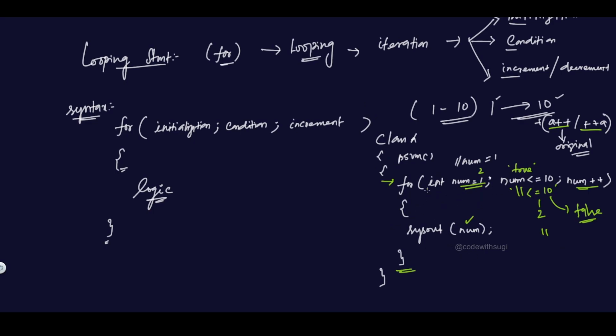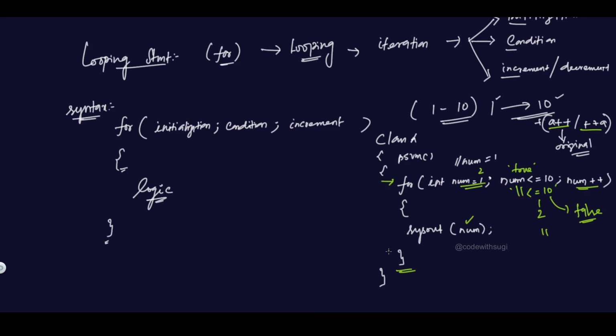Whenever we go to Eclipse, we will see how to specify only condition in the for loop, or how to specify only initialization and increment in the loop. Okay, likewise, are all three mandatory, or can we skip any one? All those things we're going to see in the Eclipse examples.